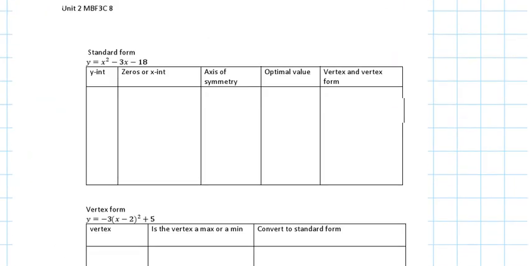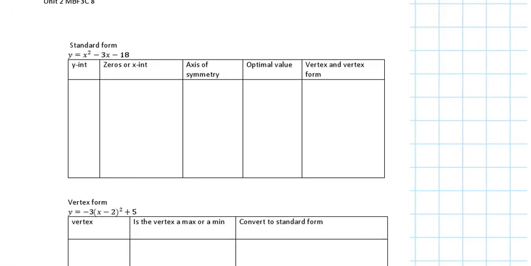What form is this in? Standard. So what can I find from the standard form? Your C value. Which is what? The y-intercept, which is equal to, in this case, what is it equal to? Negative 18. Okay. Remember, C, right?